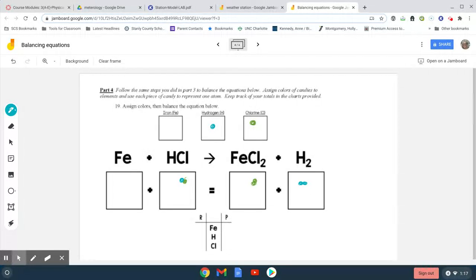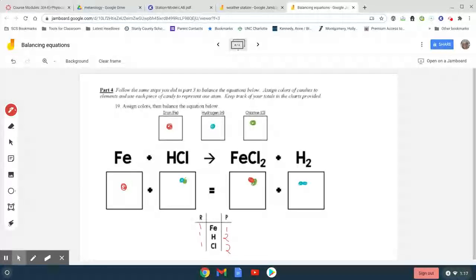I am going to go to iron. We'll use red for iron. So I have an iron, have HCl, and then I have iron with 2 Cl's. So they're stuck together. So now I'm going to count. 1 iron on this side, 1 H, 1 Cl. I have 1 iron, 2 Cl's, and 2 H's.